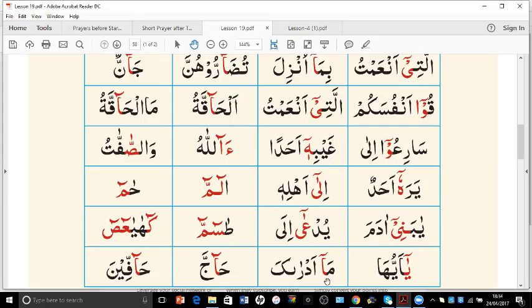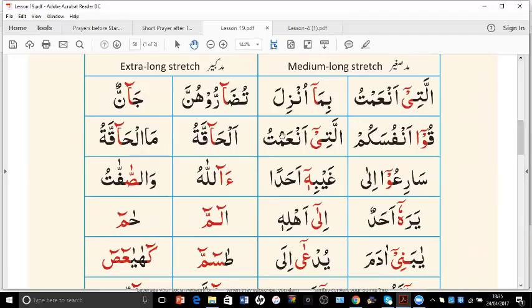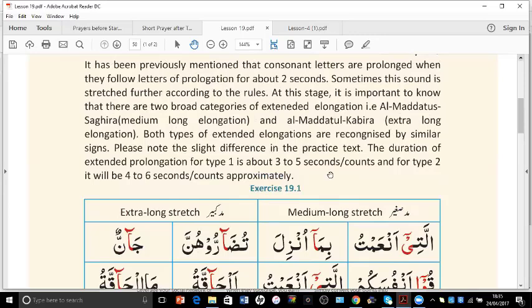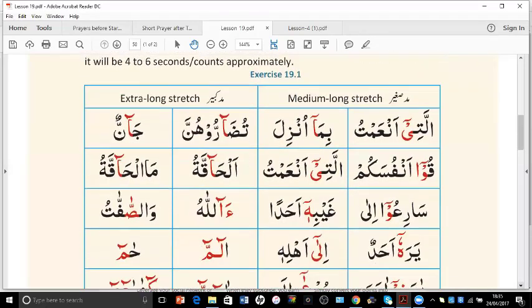Okay, Jazakallah, sweetheart. Thank you for your assistance. And now, well done. Thank you, darling. I'm just going to keep the students on mute now whilst I explain this next stretch of the exercise. We're now going to move on to the extra long stretch, the al-muddatul kabira, the extra long elongation. It's the type 2 that's being talked about here, for between 4 to 6 seconds. This one you have to pay more attention to.